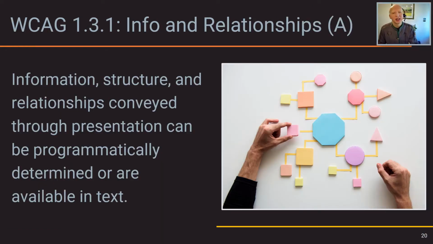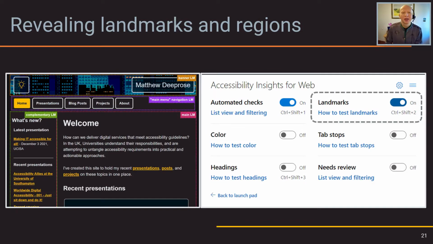The success criterion Info and Relationships is intended to ensure that information and relationships that are applied by visual or auditory formatting are preserved when the presentation format changes. Using landmarks to identify regions on a page is one of the sufficient techniques for meeting this criterion. The Accessibility Insights browser plugin has a tool that reveals how landmarks are used on a page.